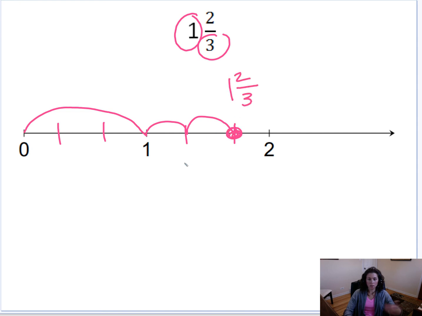For my equivalent fraction, now I go the other way. Remember that this was divided into thirds. So now if I count individually how many of those little parts I traveled, it was 1, 2, 3, 4, 5. So an equivalent fraction would be 5/3.